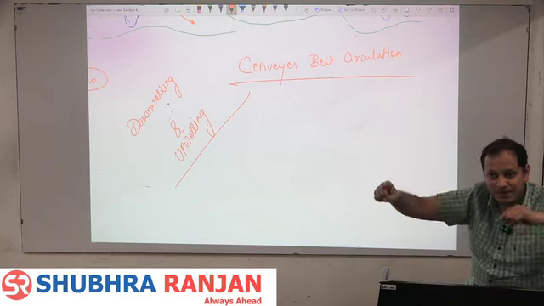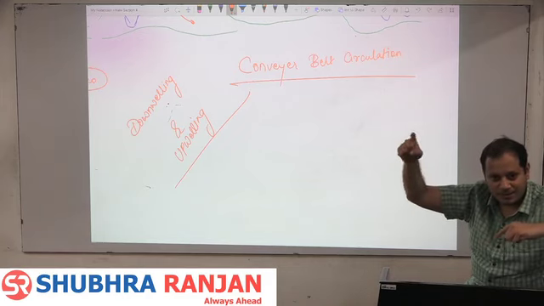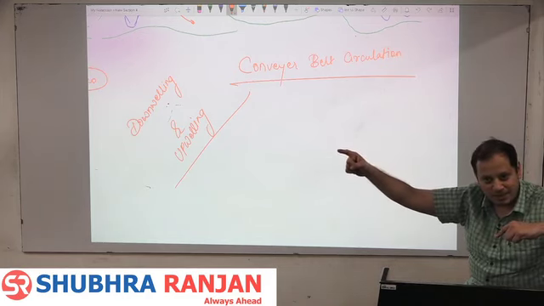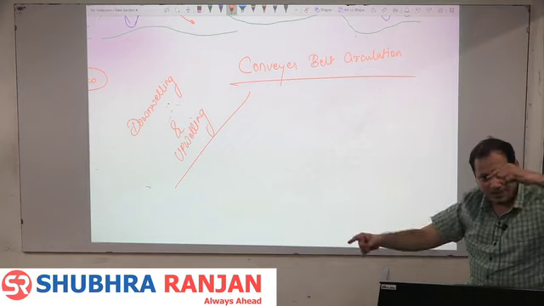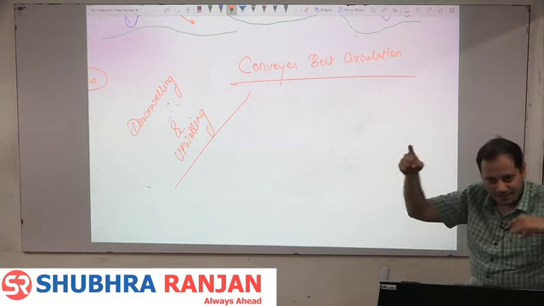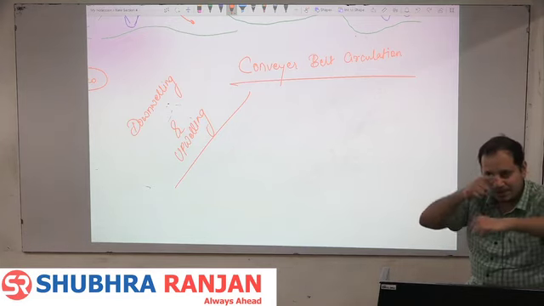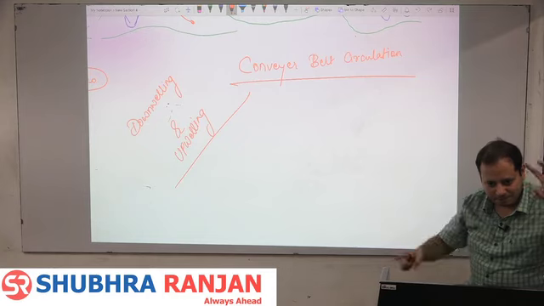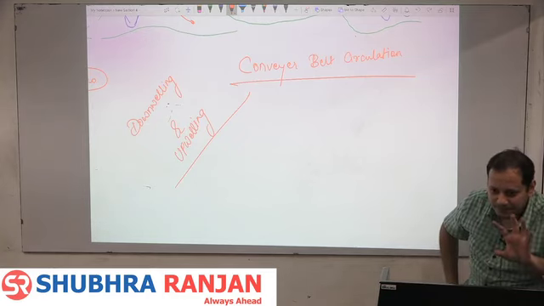इसी को हम कहेंगे conveyor belt model. Downwelling is occurring in the polar regions, upwelling is occurring in the tropical regions. Getting it? This is what is deep ocean currents. Fine? Understood?